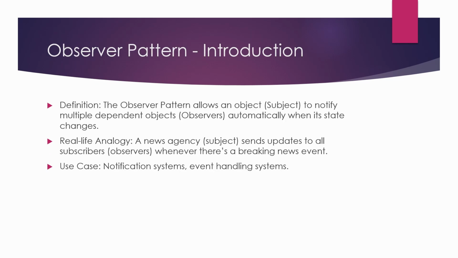The observer pattern is a design pattern where an object called the subject notifies its dependent objects, known as observers, whenever its state changes. Think of it like a news agency that notifies all its subscribers about breaking news events. This pattern is commonly used in notification and event handling systems.